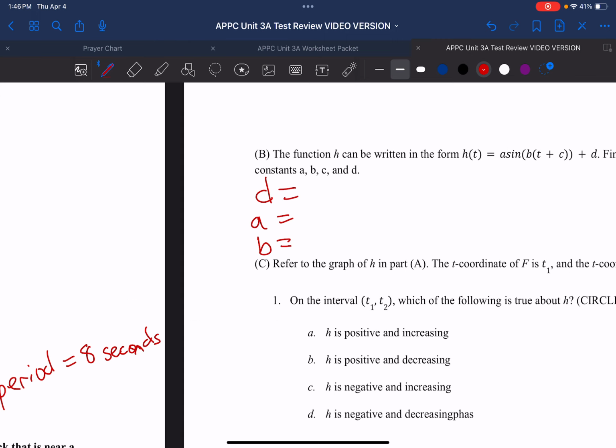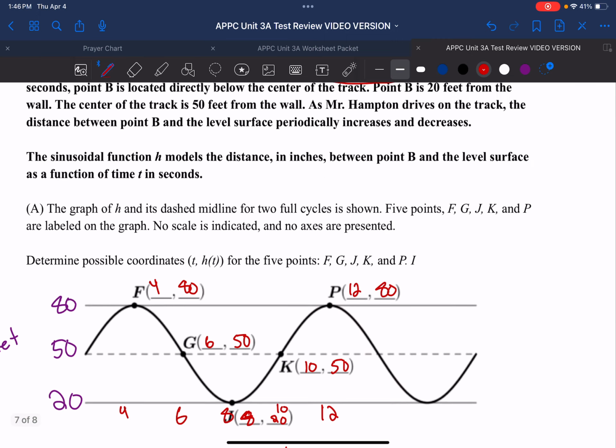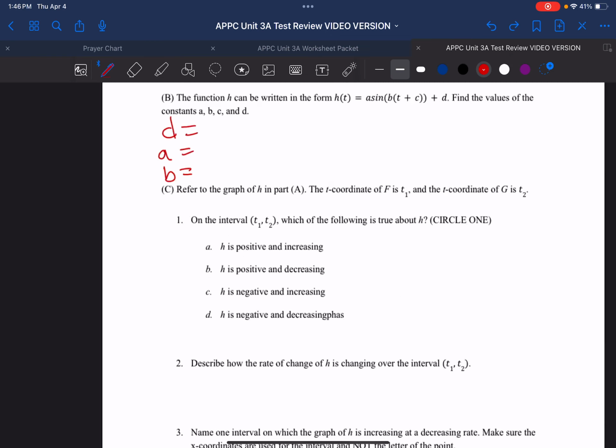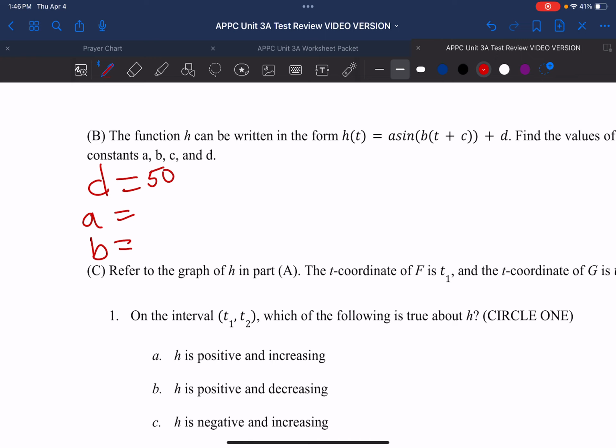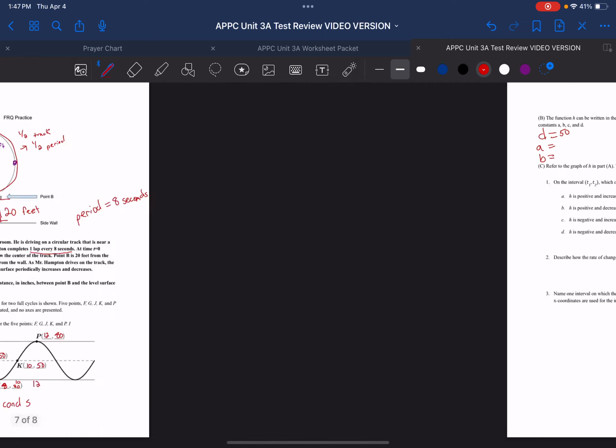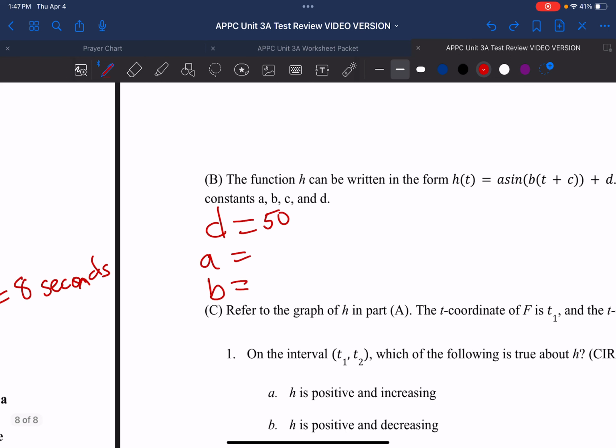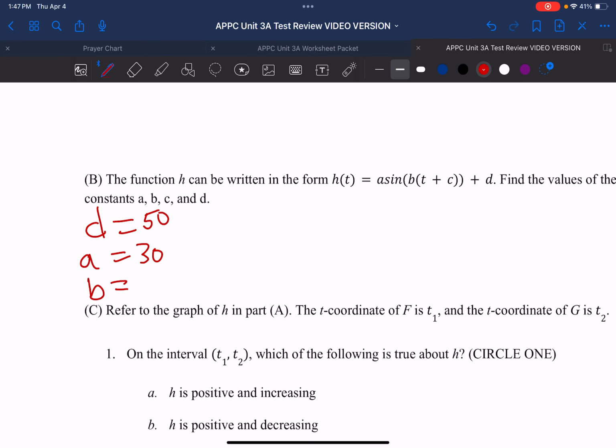D is my midline. So if I look back at my graph, that's pretty easy to see. My midline is drawn for me already here at 50. So that is 50. And then my amplitude is the distance between my midline to the max or min. So here or here. And that is 30. Same thing as the radius of my circle.